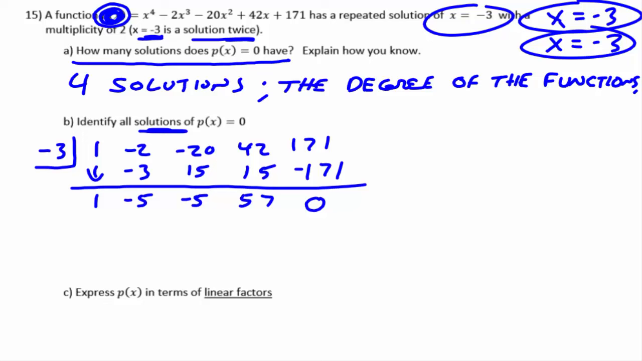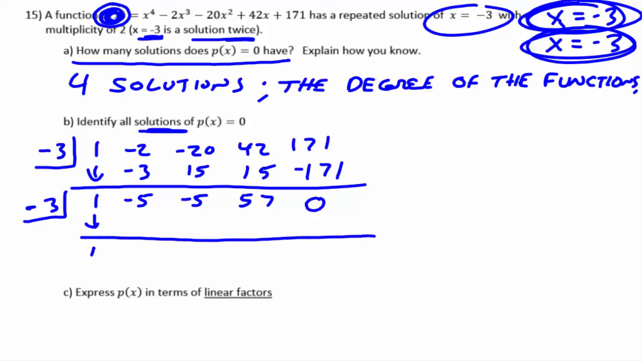Still cannot be factored. So we're going to keep going. Do we have another root? Do we know another solution? Yes, we do. There's 2 x minus 3's, remember. There's 2 of them. So let's do another -3. Run that through the synthetic division. 24, 19, -57, 0. There we go.